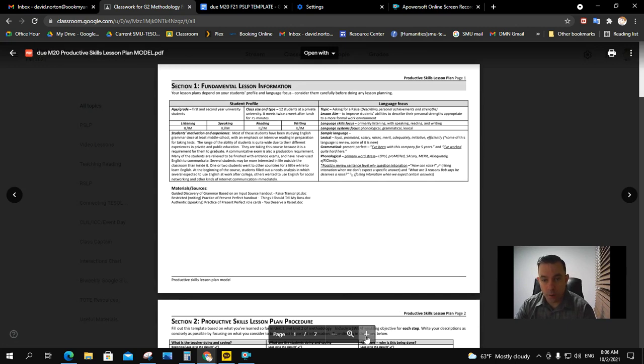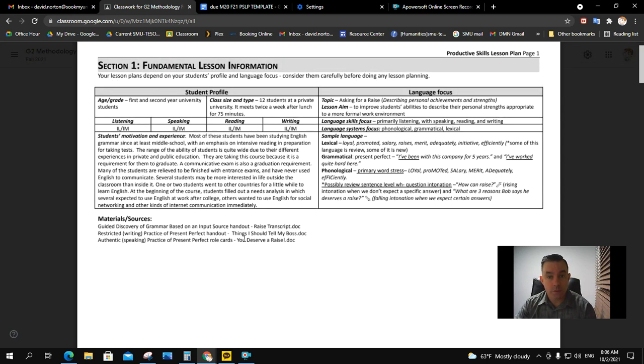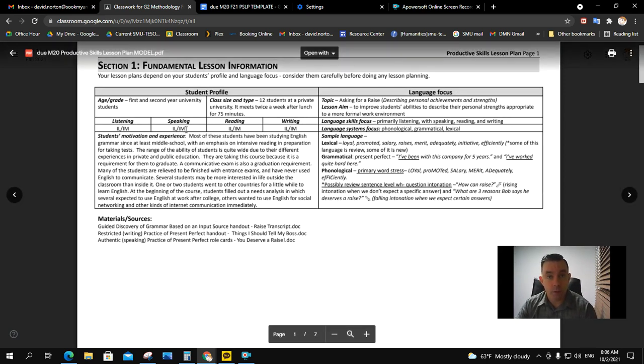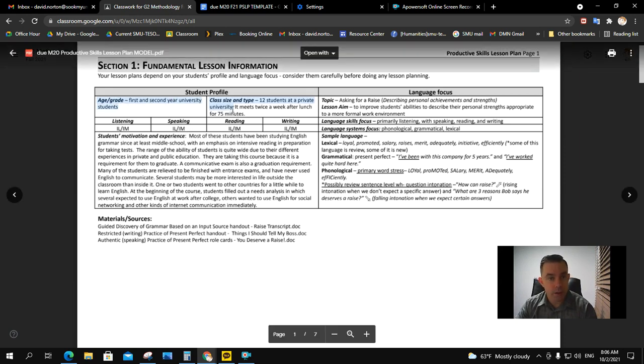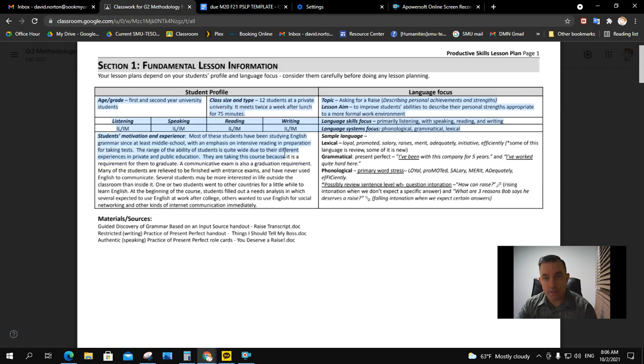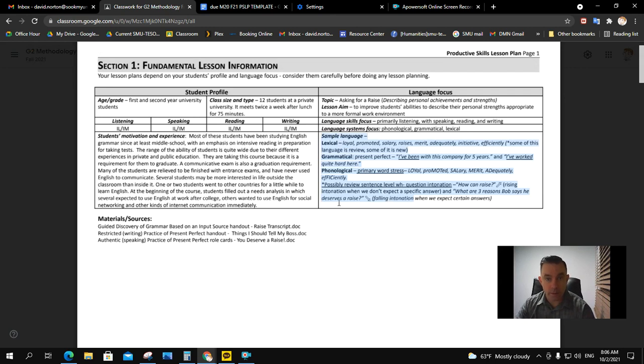So here's the model, right? And note that all of our models are going to be for the intermediate level, so make sure that your lesson plan is written for the appropriate level. We're still in the novice range. Age and grade, class size and type, what's the topic, etc., and sample language for each of these, just like in the RSLP.